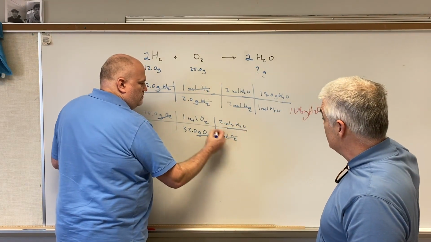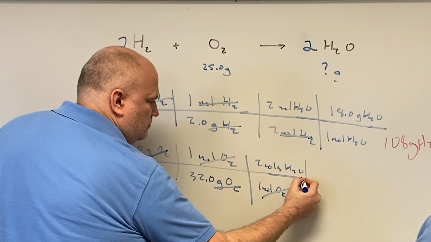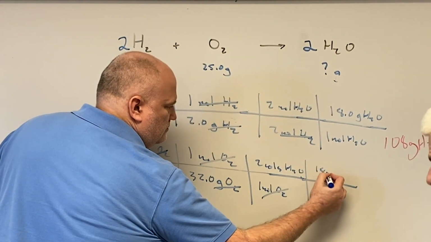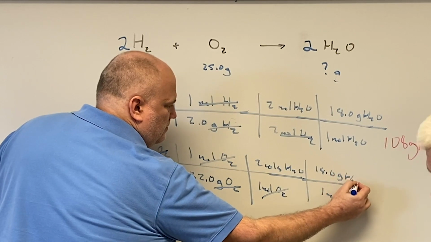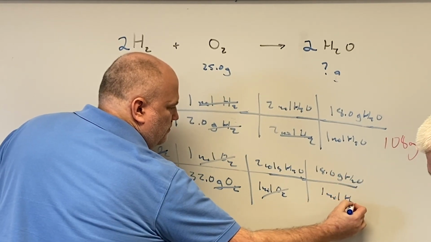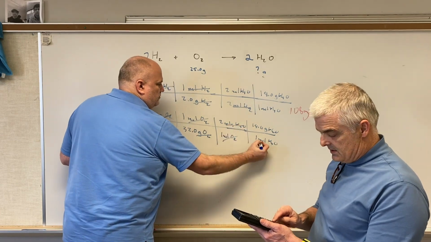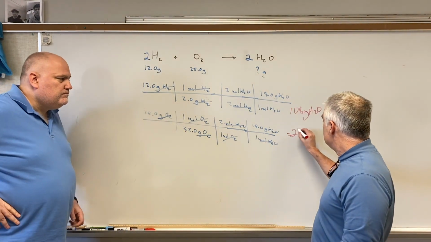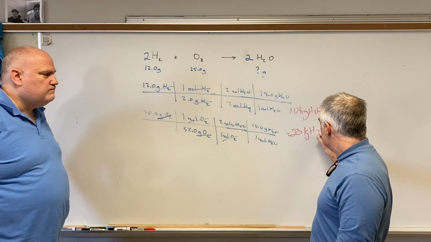And then we're going to go back again, same number actually, 18 grams in 1 mole. And then we get the answer. On my calculator again, 25 divided by 32 times 2 times 18 gives me a total of 28.1 grams of water.